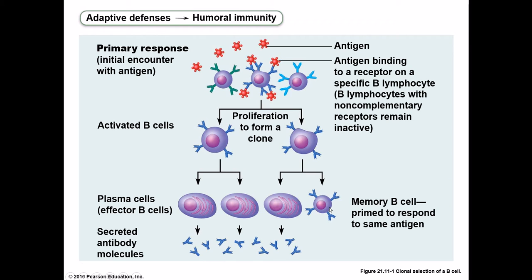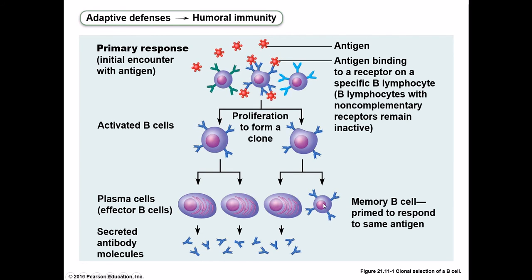So these memory cells remain in the body, in the blood and in the lymphoid tissue, and if they encounter this antigen again, we already have some ready to go and ready to respond, as opposed to having to respond and then proliferate and so forth. And so you'll see in just a moment that we have a much stronger, quicker response in a secondary immune response if we encounter that antigen again. So let's look at that secondary response.